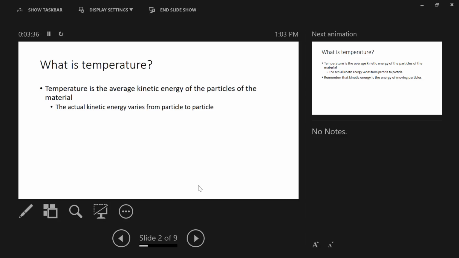What would the average kinetic energy be? 3 joules, right? We would do 5 joules plus 1 joule divided by 2, because there were 2 measurements, and we get 6 joules divided by 2, which equals 3 joules. So the average kinetic energy is 3 joules, but one of them has a kinetic energy of 1 joule, and one of them has a kinetic energy of 5 joules. But temperature is the average kinetic energy.